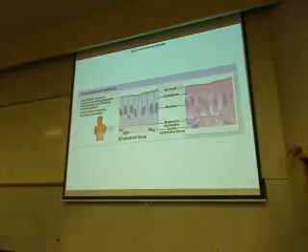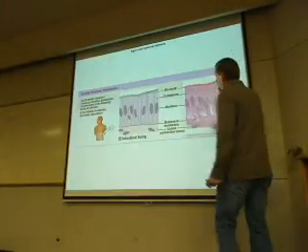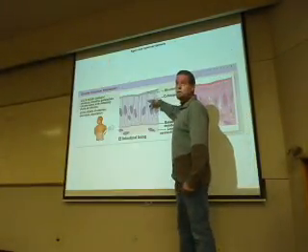Can I ask a question? Where are the goblet cells in relation to all of that? In this picture, they don't even show the goblet cells.